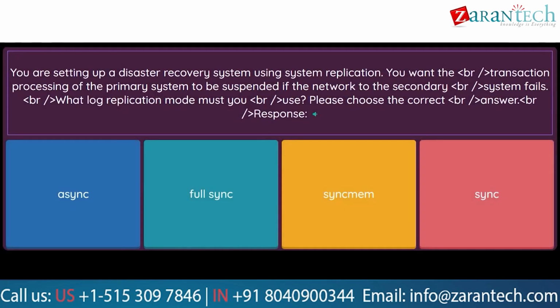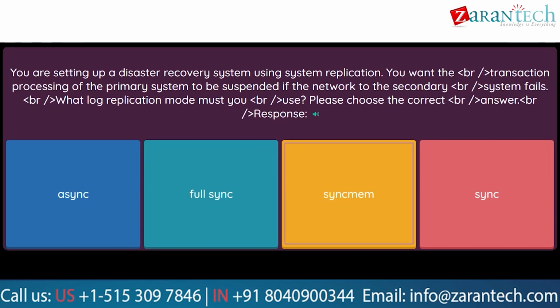Question: you are setting up a disaster recovery system using system replication. You want the transaction processing of the primary system to be suspended if the network to the secondary system fails. What log replication mode must you use? Please choose the correct answer. Option 1, async. Option 2, full sync. Option 3, sync mem. Option 4, sync.